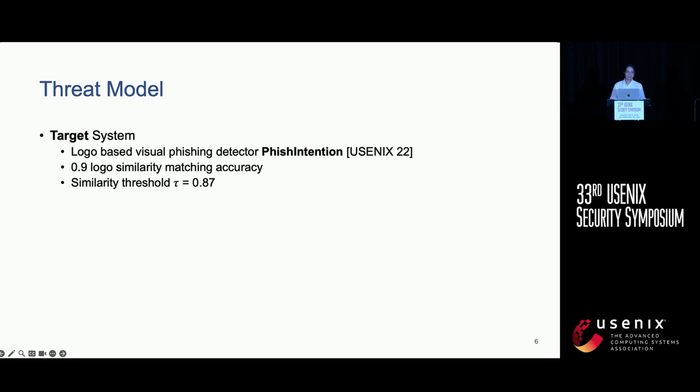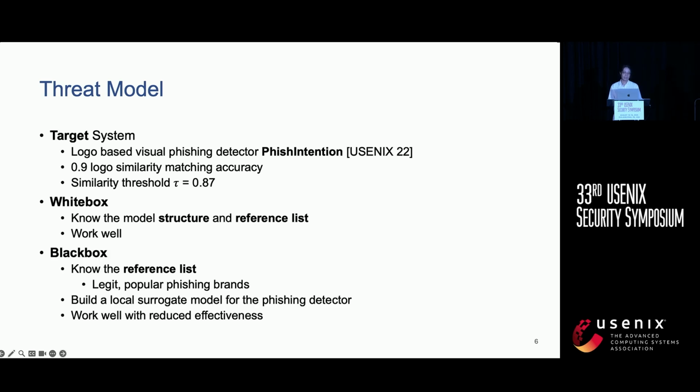We target the logo-based phishing detector Phishintention. It has a good logo matching accuracy of 0.9, and we use the same similarity threshold they use, tau equals 0.87. We attack the system in a white box setting, in which we assume the attacker has perfect knowledge of the model structure and the reference list. And the white box method works well.